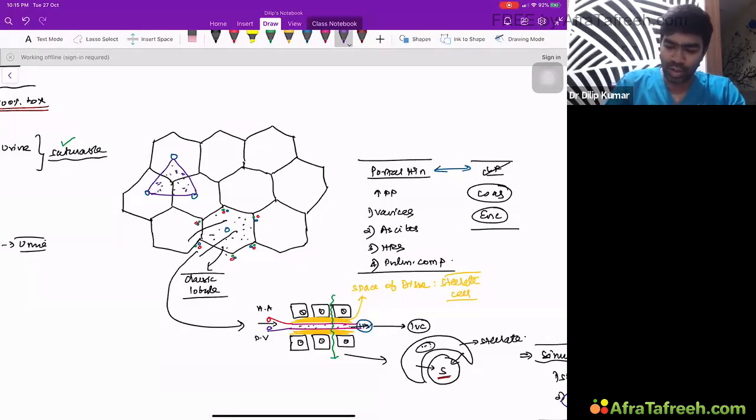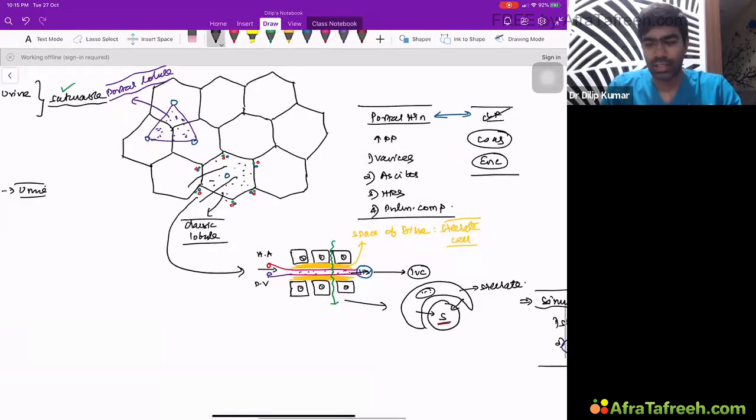This area is what we call a portal lobule. This is not clinically important, but still just to know the definition. As far as the portal lobule is concerned, if you see the hepatic lobule, you have 6 pairs of this portal triad. But typically the portal lobule will be centered around a single portal triad.